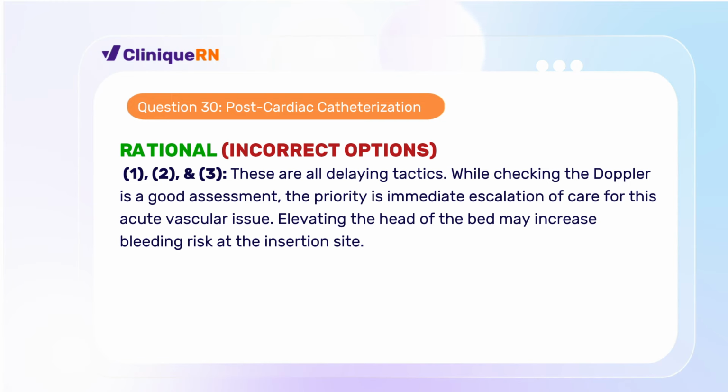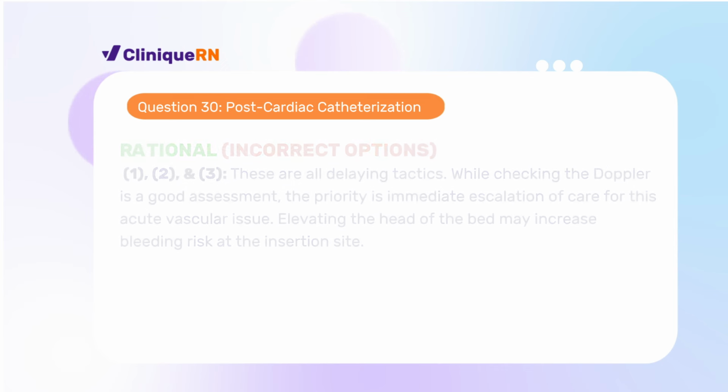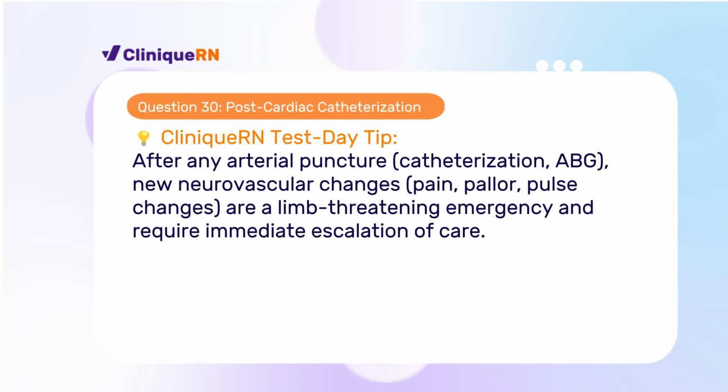These are all delaying tactics. While checking the Doppler is a good assessment, the priority is immediate escalation of care for this acute vascular issue. Elevating the head of the bed may increase bleeding risk at the insertion site. Clinique RN test tip: After any arterial puncture, catheterization, or ABG, new neurovascular changes, pain, pallor, or pulse changes are a limb-threatening emergency and require immediate escalation of care.